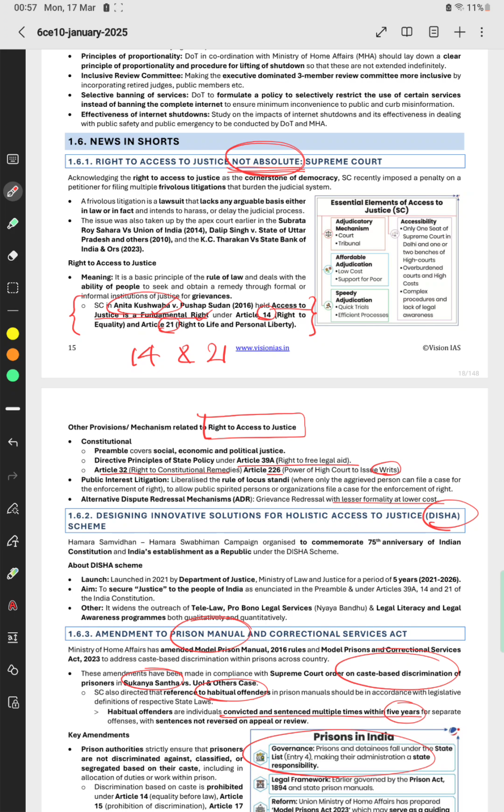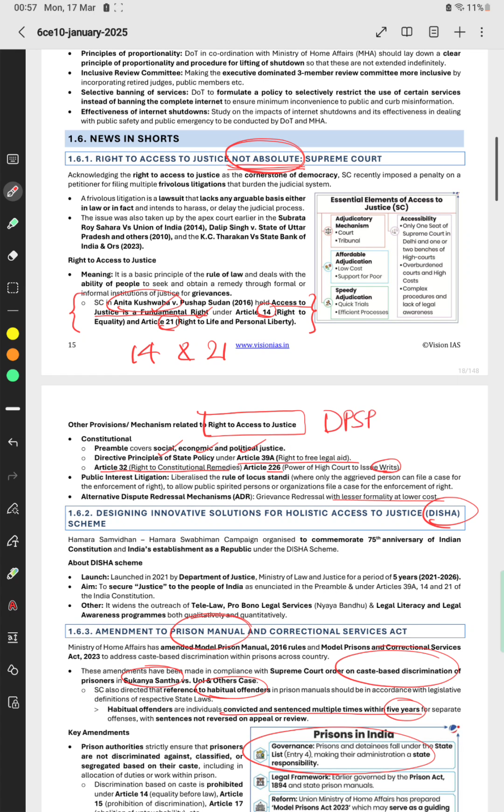In the Constitution, the Preamble says justice, social, economic and political. The directive principles of state policy, Article 39A, say right to free legal aid. Article 32 provides the right to constitutional remedies for fundamental rights, and Article 226 gives the power of the High Court to issue writs.